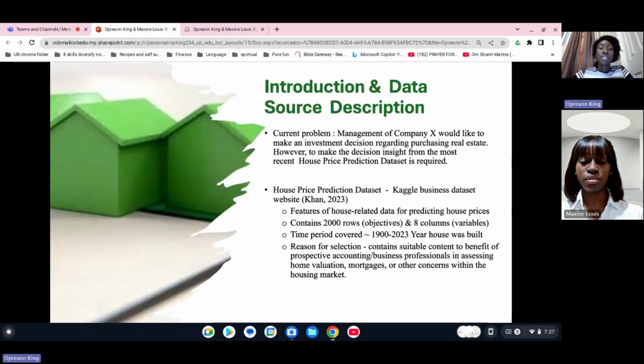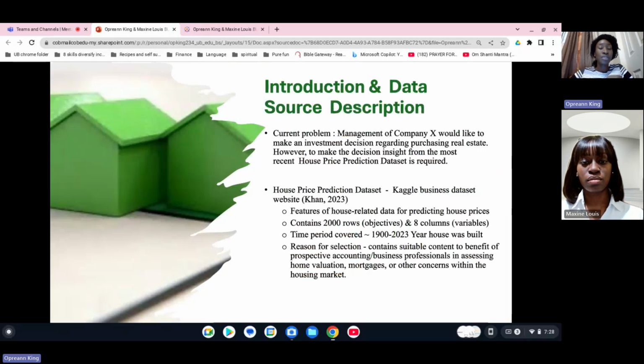For our introduction, our current problem statement or scenario: management of Company X would like to make an investment decision regarding purchasing real estate. However, to make the decision, insight from the most recent house price prediction dataset is required. The house price prediction dataset was obtained from Kaggle Business Dataset website. It has features of house-related data for predicting house prices.